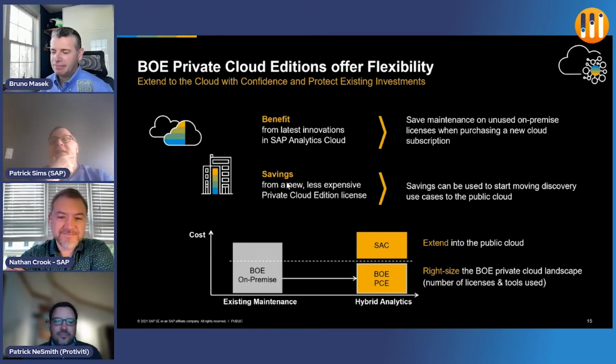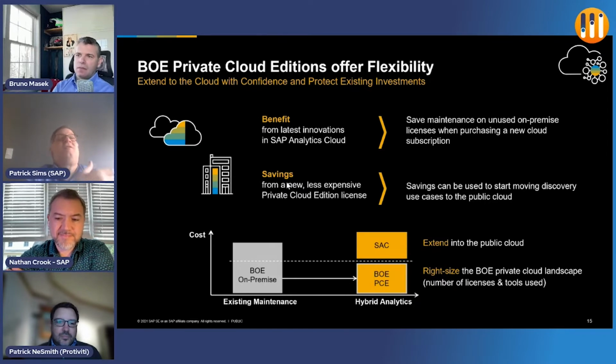So what we see is that a lot of times people want to move into SAC, perhaps for the augmented analytics piece or the predictive piece. I'm sorry, or the planning piece. But we have perhaps less usage of the BobJ platform per se. So you can right size that and retire the maintenance dollars that you give up and extend those into your cloud purchase. And so that's a great benefit to doing that.